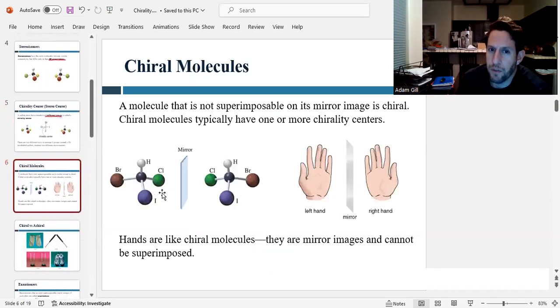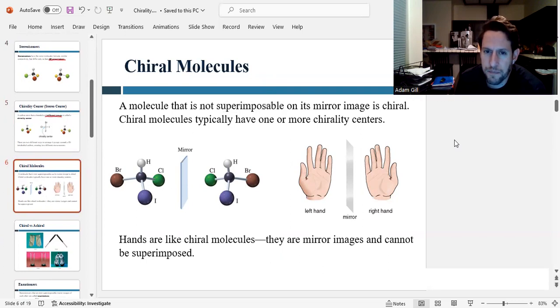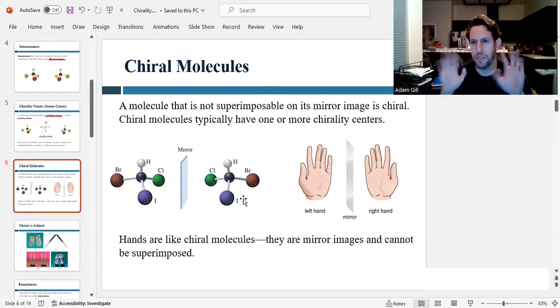A molecule that contains a chirality center, or more than one, is considered a chiral molecule. The definition of chirality is a molecule that is not superimposable on its mirror image. The simplest example of chiral objects is your hands. They are perfect reflections of each other. But if you try to superimpose them, they don't line up. Your thumbs are going to be on the wrong side.